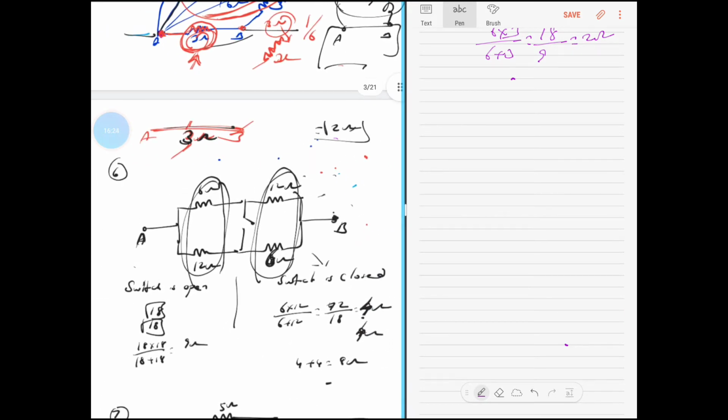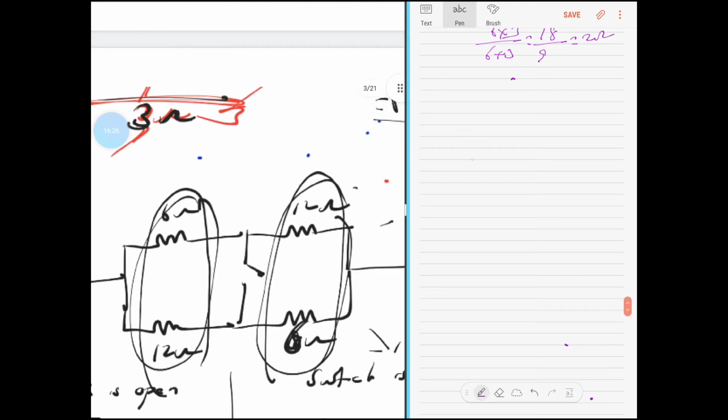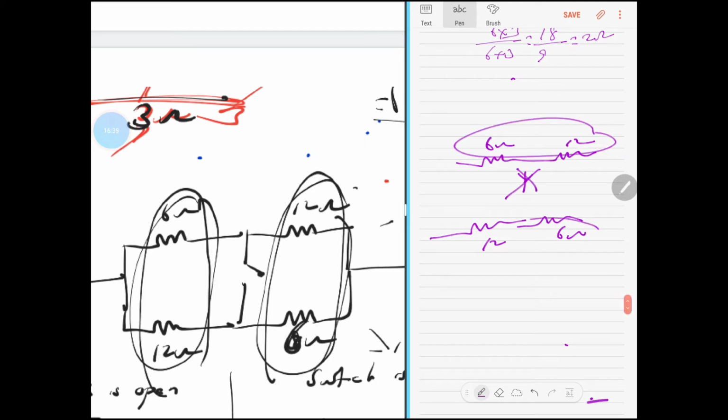When the switch is open, no current is flowing through, and therefore the top portion of 6 and the 12 will behave like series. And the bottom portion of 12 and the 6 ohms will behave like series because no current is flowing through here. So this is 6 plus 12, 18, this is 6 plus 12, 18, and those two are in parallel. So then 18 into 18 by 18 plus 18. That will be the case when the switch is open.